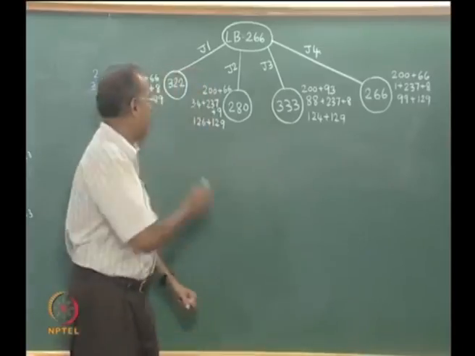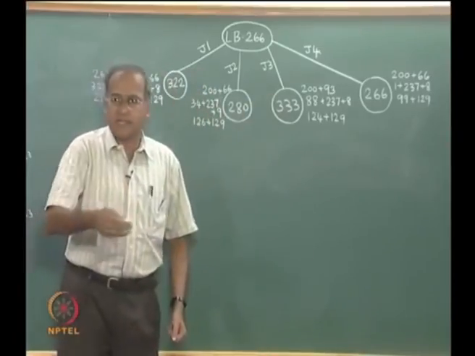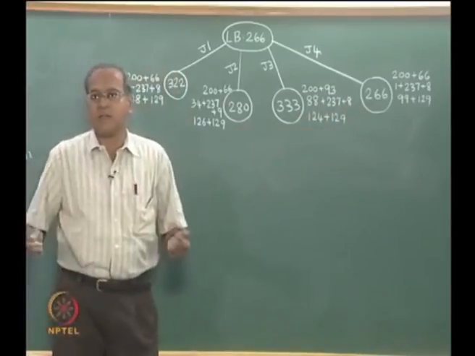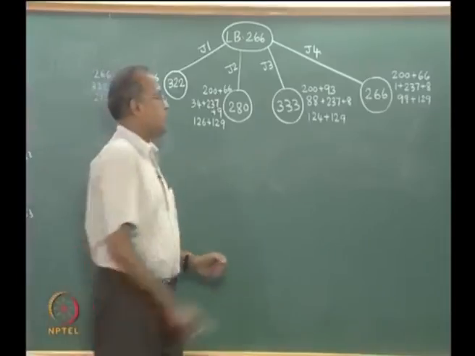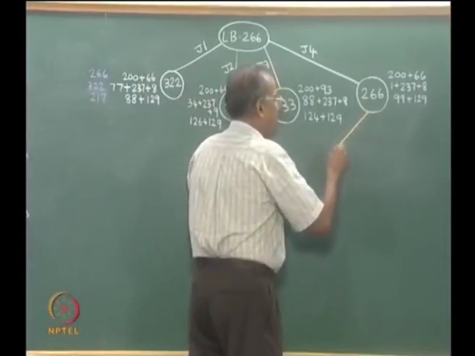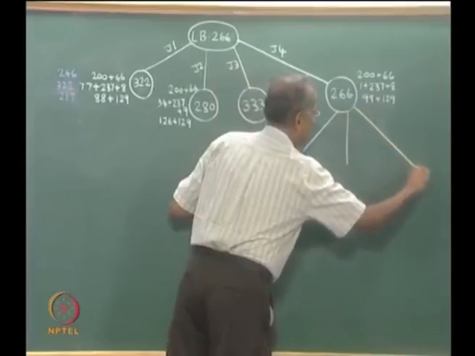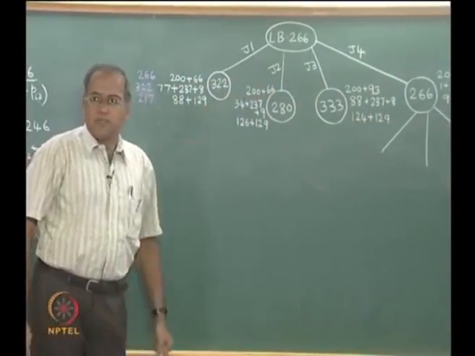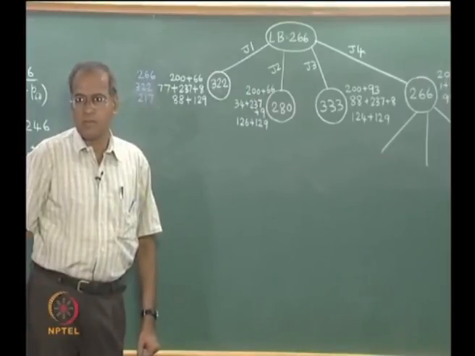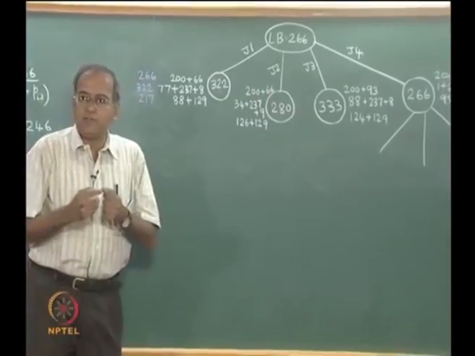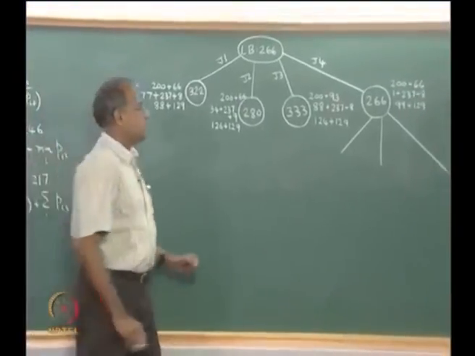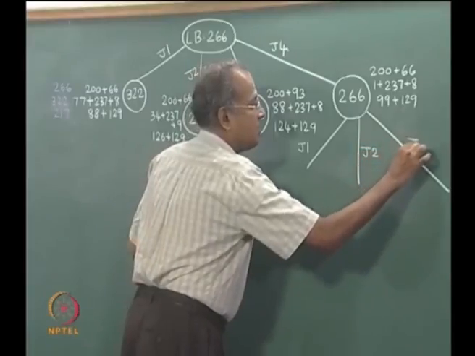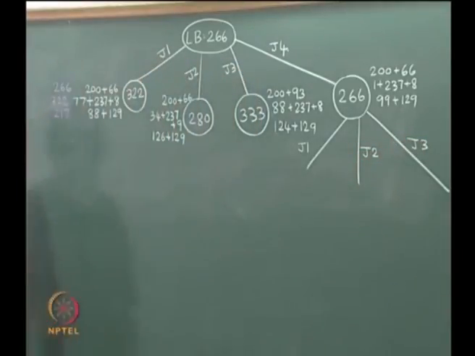We still have to evaluate this and this, we will see that as we move along, but we proceed from the node which has the smallest value of the lower bound. So from this node we proceed. Now we have already fixed job 4 as the first job. So we have to now fix the second job. So job 1 can be the second job, job 2 can be the second job, job 3 can be the second job.